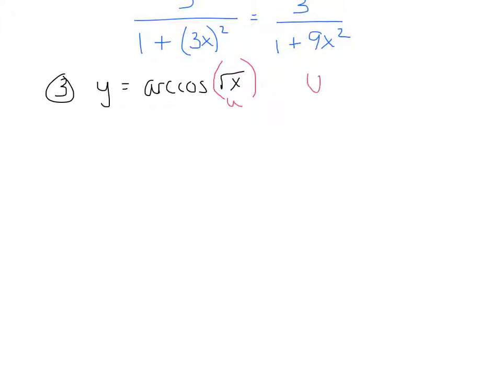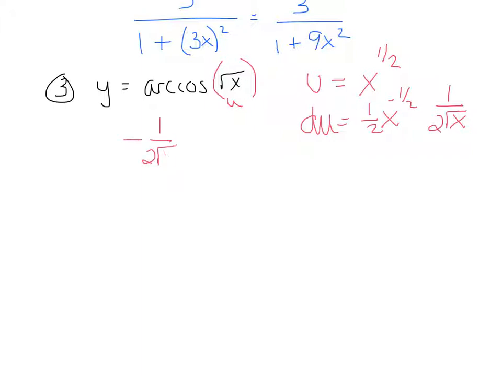So again, I'm going to do this off to the side. I'm going to say u is equal to, and let's be smart and rewrite it. I'm not going to write radical x. I'm going to say x to the 1/2. Therefore, my du is 1/2 x to the negative 1/2, which is really 1 over 2 radical x. Alright, so now let's apply the rule. It's negative du, negative 1 over 2 radical x, all over the square root of 1 minus u was my radical x squared.